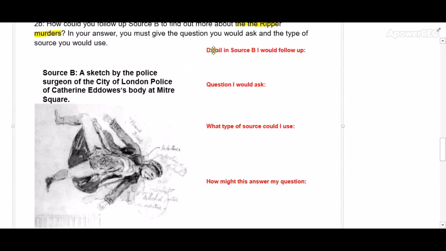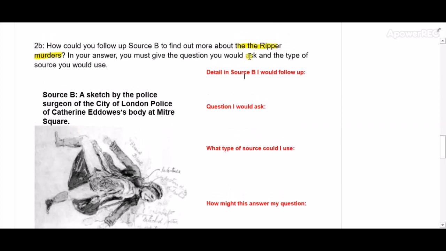So this is what this bit here is talking about. Detail in the source, I would follow up. These two need to link. So the detail you're going to follow up on, all these questions need to allow you to learn more about the Ripper murders. So what you're doing is basically being the historian, being the investigator, trying to find out more about the Ripper murders, and you've got to start off with your clues in front of you.